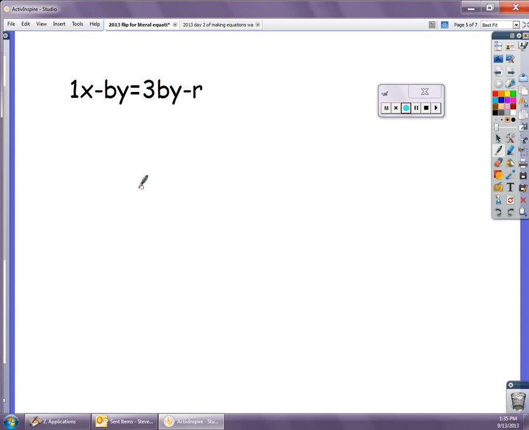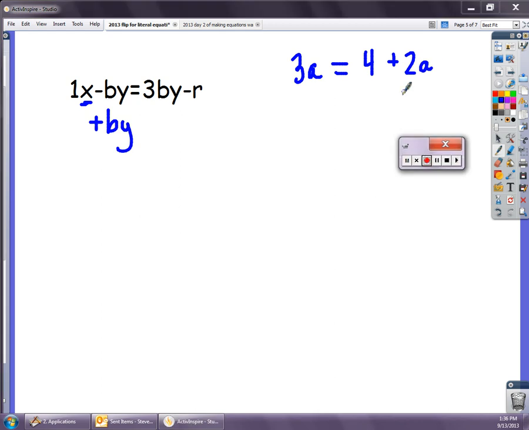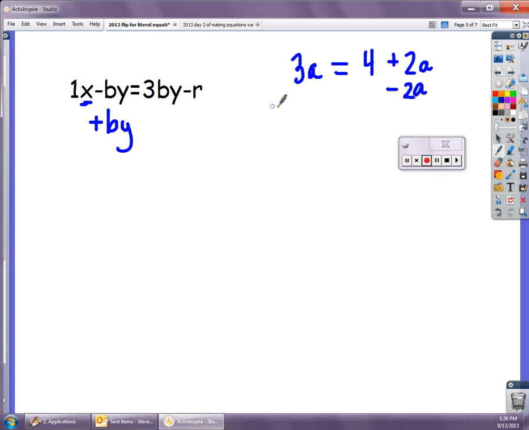Here's another example. In this case, let's solve this equation for x. To do that, we have to move this negative by over to the other side, so I'm going to add by. This would be like the same thing as if I had 3a on this side and 4 plus 2a on this side. The way we'd get all our a's combined is we'd subtract 2a or add, depending if it was negative, on both sides. Well, that's all we're doing here. We're just moving this over.